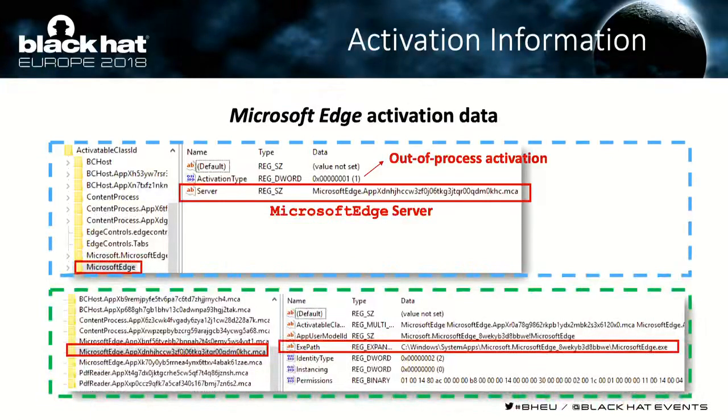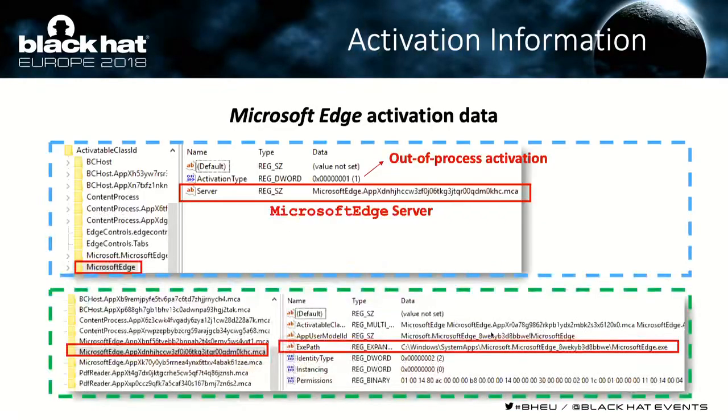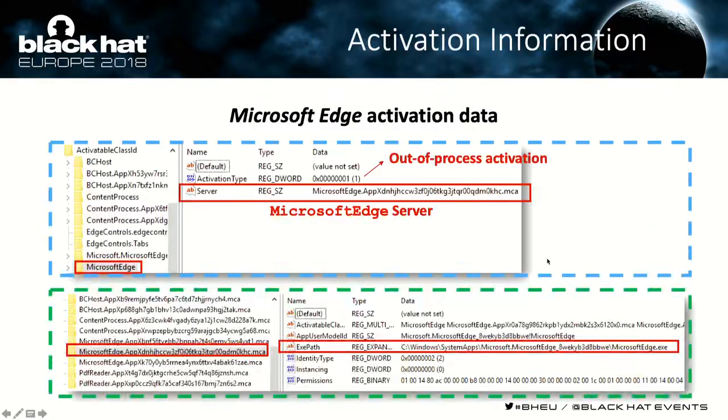The data structure is similar to COM. For example, to activate Microsoft Edge, we can look up the Microsoft Edge key under activatable class ID. Here, the activation type is 1, which means out-of-process activation.